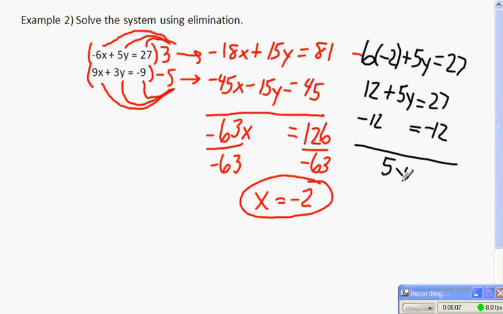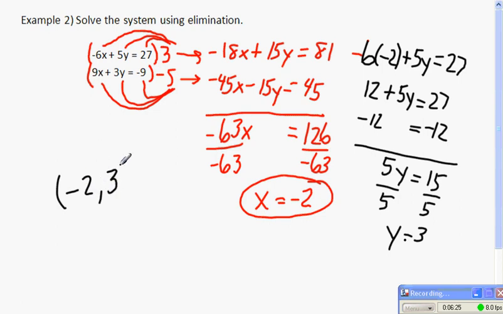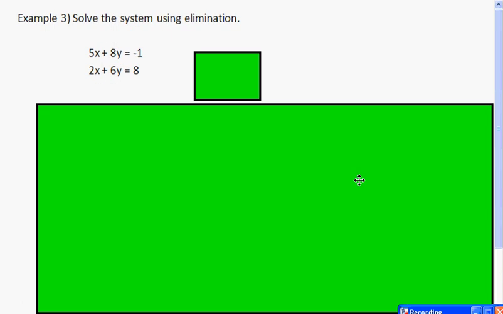Subtract 12 from both sides. We get 5y equals 27. Take away 12 is 15. Divide both sides by 5. And we find y is equivalent to 3. Your solution, or point of intersection, is -2, 3.